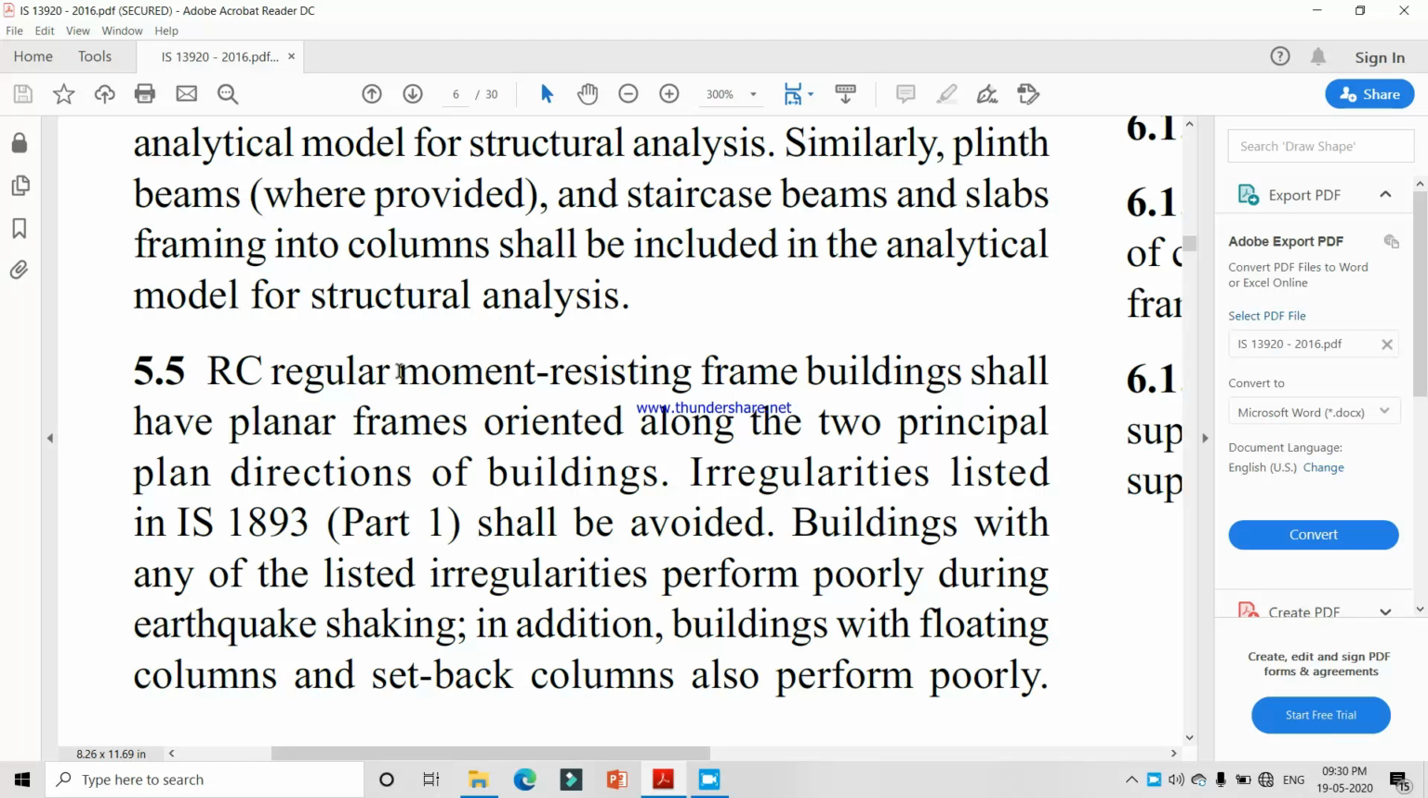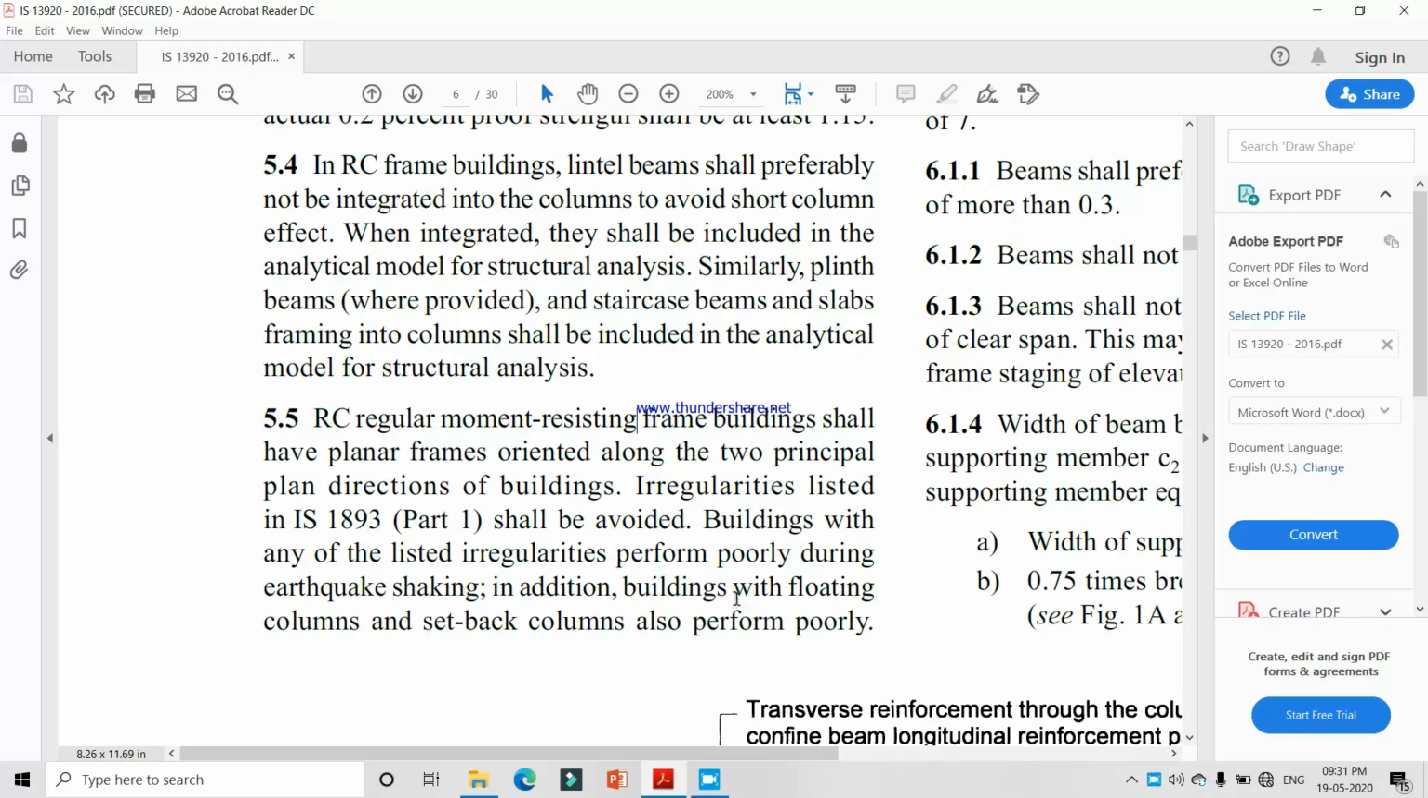This section is given for the moment resisting frame building, in which, in the earthquake resistance system, any kind of irregularity will be ignored. Do not add any kind of irregularity, such as a floating column. Floating columns and setback columns also perform poorly, so we need not add any kind of floating column or setback column.